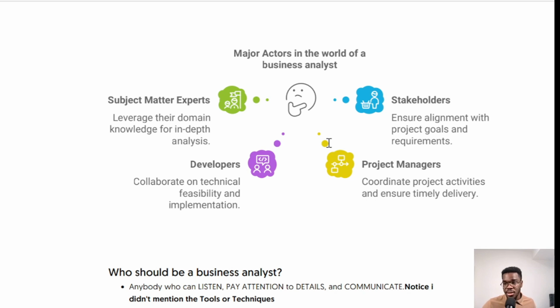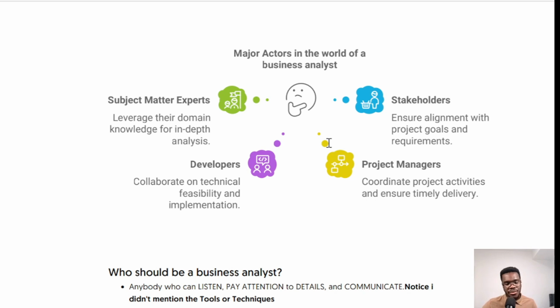In the business analysis world, you have your stakeholders. Stakeholders are basically people who are part of the project or who give you information. They don't necessarily have to be subject matter experts. A project manager is someone who coordinates project activities and ensures timely delivery. Developers are people who build the product or project. So those are the main categories of people that you're going to be interacting with as a business analyst.